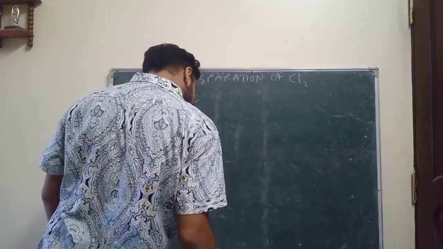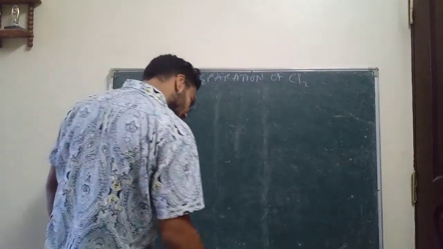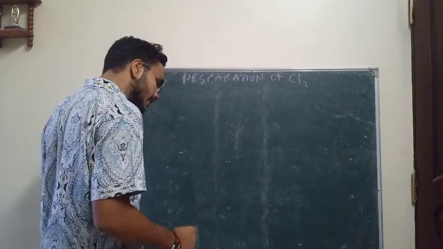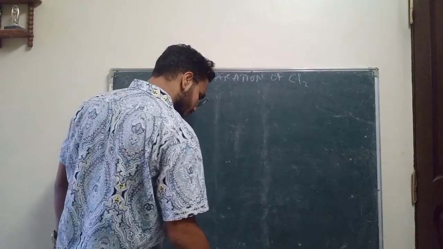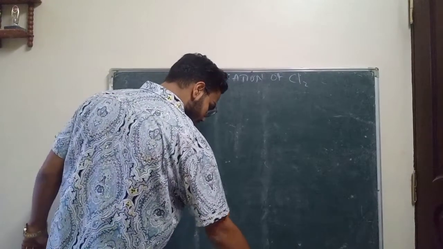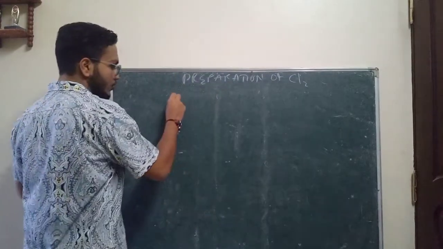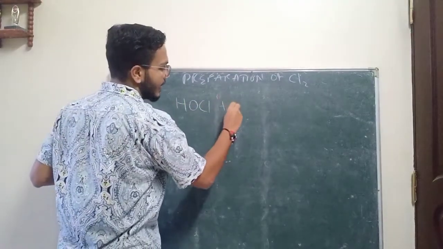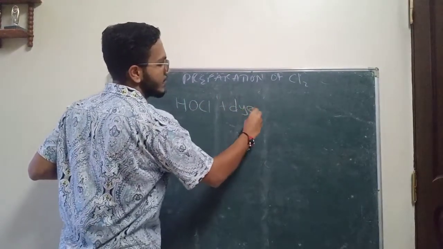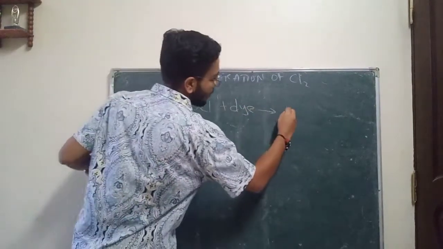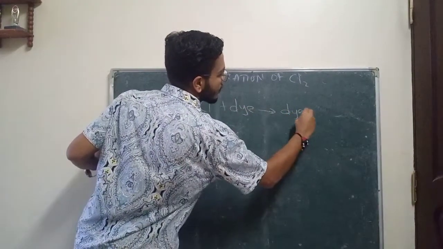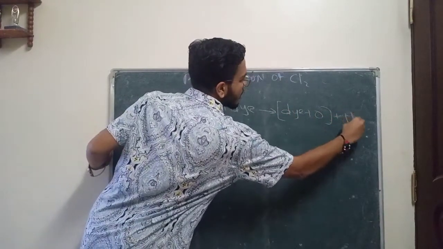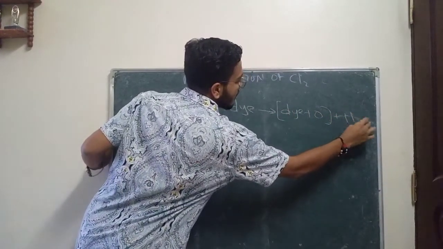Bleach action of chlorine water. Chlorine gas bleaches when there is moisture. This is due to the presence of HOCl, which oxidizes the dye in litmus paper, hence bleached. Now what is the equation for bleaching? HOCl is the one that bleaches, isn't it? Plus dye. Dye is the one that is bleached in the litmus paper. Form dye plus O plus HCl.